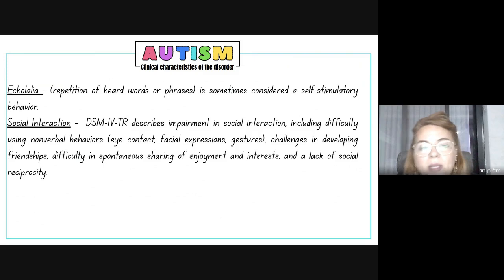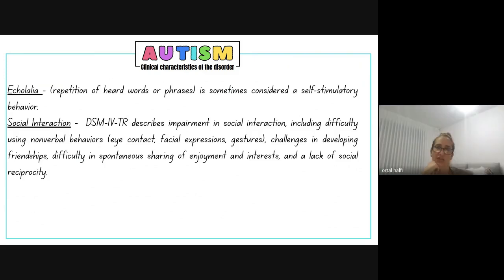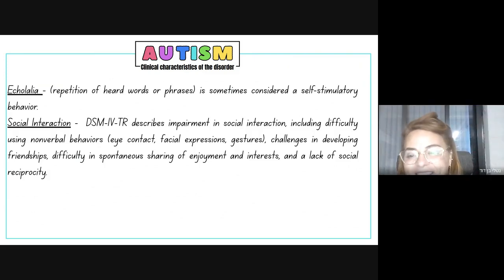Social interaction. DSM-4-TR describes impairment in social interaction, including difficulty using non-verbal behavior, eye contact, facial expressions, gestures, challenges in developing friendships, difficulty in spontaneous sharing of enjoyment and interests, and lack of social reciprocity.